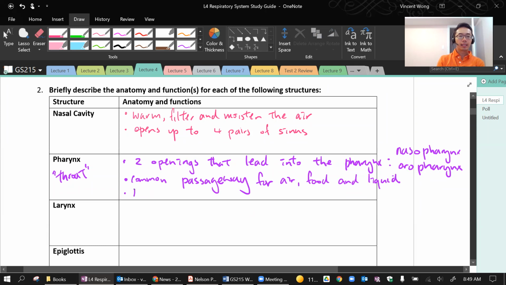And then it leads to the larynx, as well as, what's the passageway that goes down to the stomach? What is that called? Anybody?